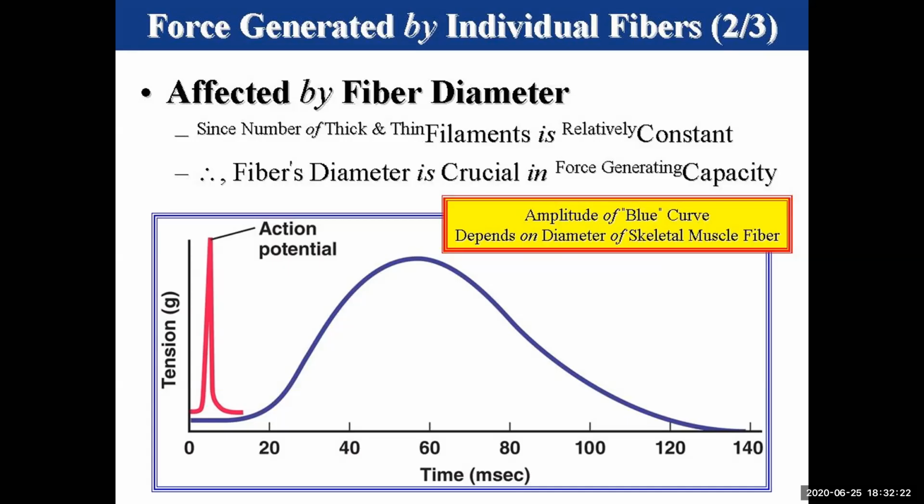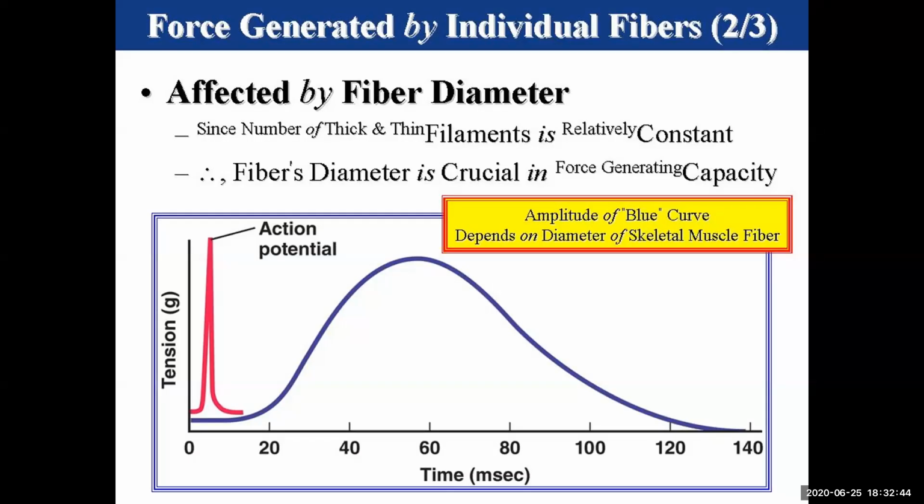So, force generated by individual fibers: the second factor is the diameter of the cell. The diameter of each skeletal muscle fiber dictates the tension that a skeletal muscle cell can generate. The larger the diameter, the stronger the generated tension. The smaller, the more slender the skeletal muscle fiber, the weaker the tension being generated.